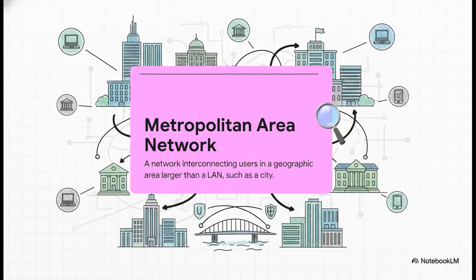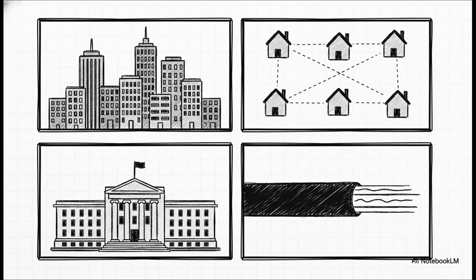A MAN pretty much does exactly what the name suggests. It covers an entire metropolitan area. This could be the network that connects all the government buildings in your city, or maybe it links up a university's different campuses scattered around town. It's the essential bridge between our private little LANs and the much, much wider world. The MAN's whole job is to be the connective tissue for a city.